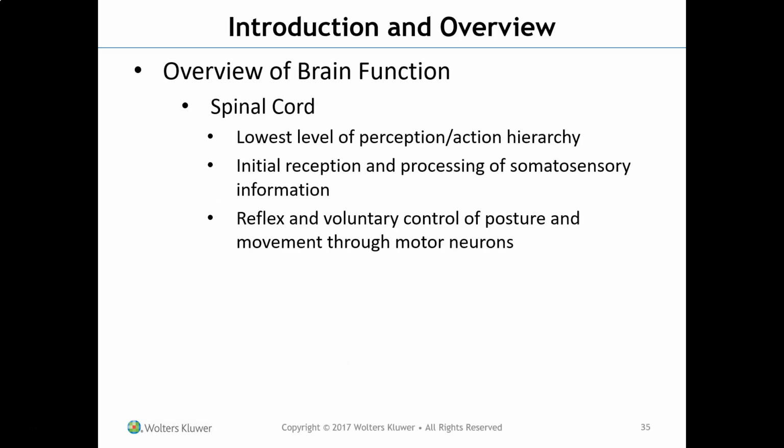Now, again, overview of the brain function. The spinal cord is the lowest level of perception action hierarchy. The initial response and processing of somatosensory information, reflex and voluntary control of posture and movement through motor neurons. So if you have damage to the spinal cord at a lower level, it's not going to be the end of life or anything like that. We can make a lot of things as far as rehab is concerned. They have a lot of potential. So that's the lowest level of perception and action hierarchy.